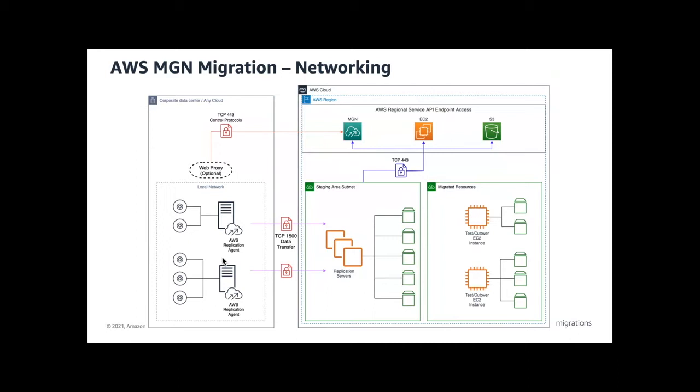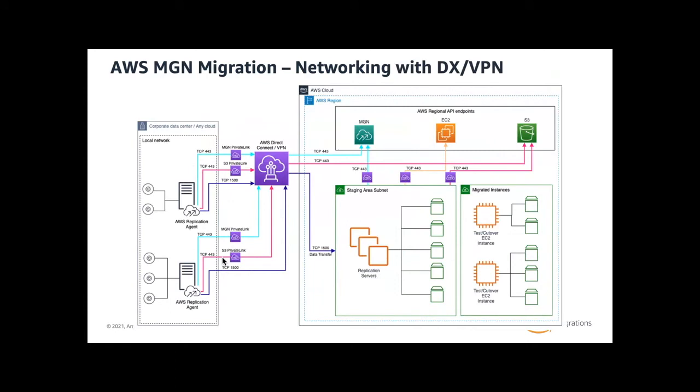And also, if you don't have internet connection and you need to rely on VPN or Direct Connect, you can do it in a seamless way. The only thing you need to consider is that you need to set up PrivateLink for both MGN and S3, and you need to open up port 1500 for the data transfer. And this diagram shows what the network flow looks like. So this is a typical network connection.